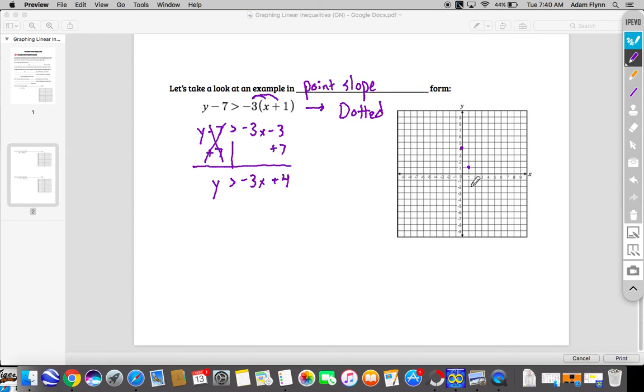Down 3 to the right 1. Or I could go up 3 and to the left 1. Up 3 to the left 1. And there should be no confusion over whether I'm going left, right, up, or down, because my slope is negative. It was negative 3. So that means my line is going down from left to right. And last step, let me make it dotted.